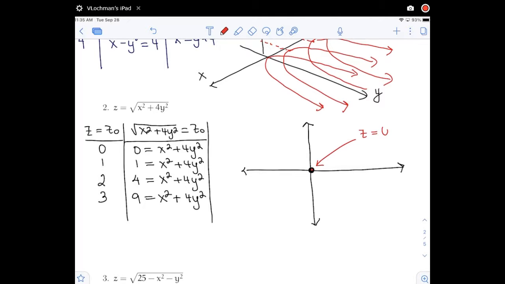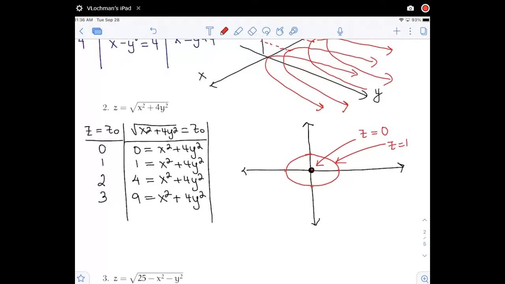So the other ones are actually curves. Okay, 1 is equal to x squared plus 4y squared. That is an ellipse. Okay, so that's going to be an ellipse with radius longer on the x-axis. Okay, just roughly we can sketch an ellipse here. Okay, so this one I'm going to mark it as z is equal to 1.